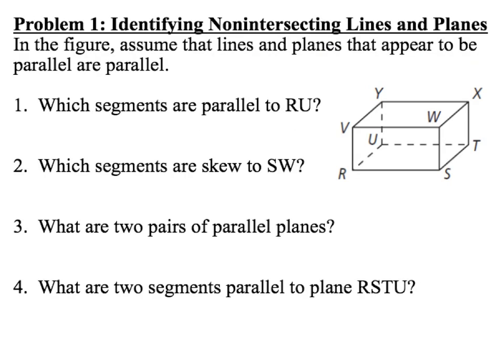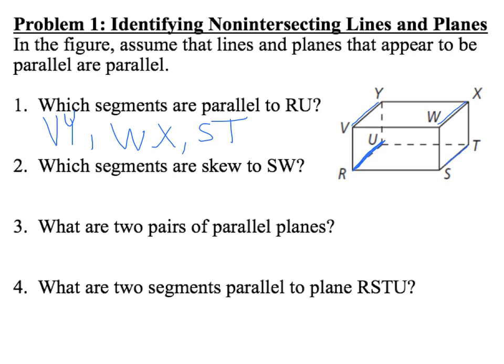Now I'm going to use that information, and I want to find segments that are parallel to RU. If I trace out RU, I see that that line is horizontal, so any line that's horizontal will be parallel to RU. So VY is parallel, so is WX, so is ST. All of those are parallel to RU.